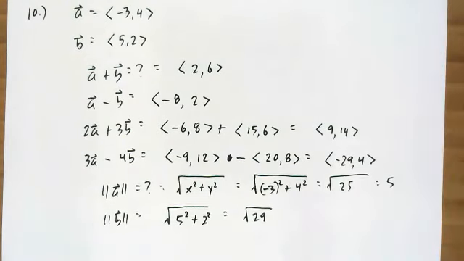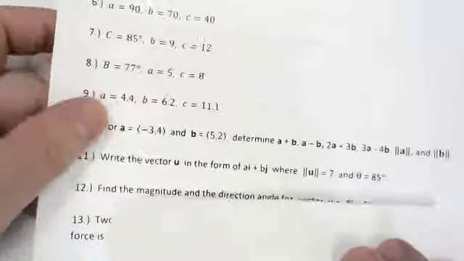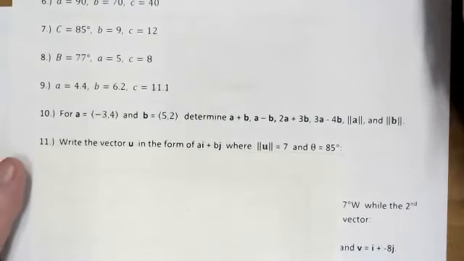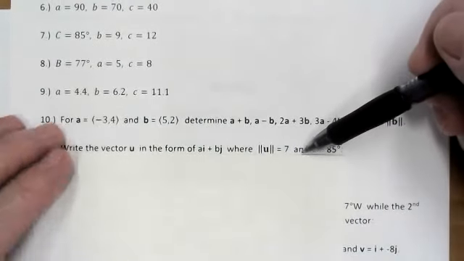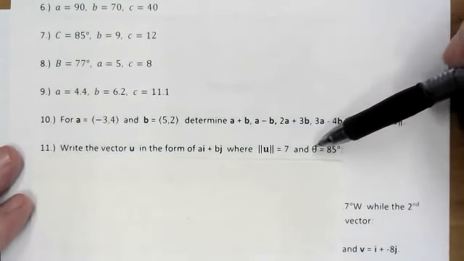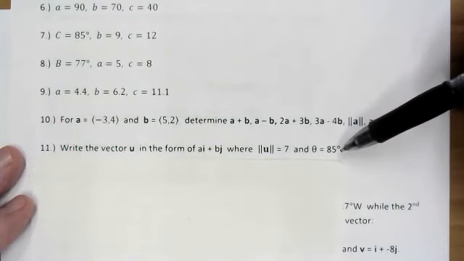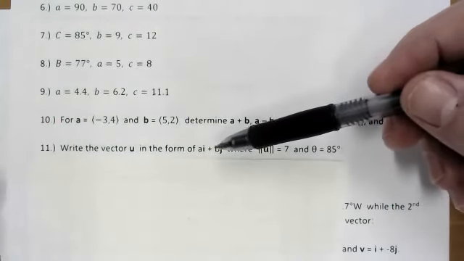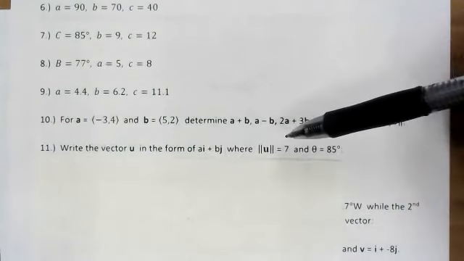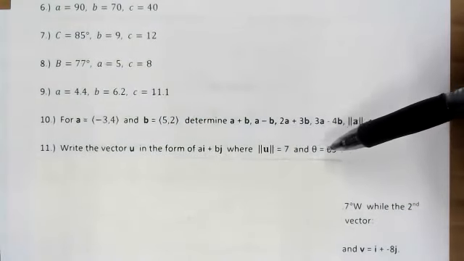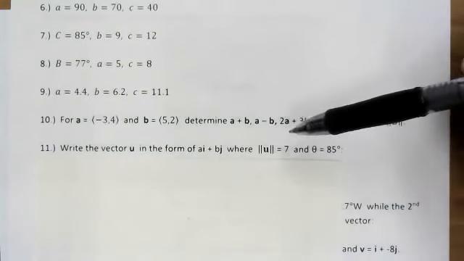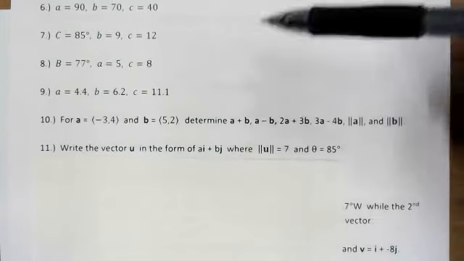Let's just look at number 11, and we can figure it out. Write the vector u in the form of ai plus bj, where the magnitude of u is 7 and the angle is 85. So with vectors, oftentimes, one of the ways you can write vectors is ai plus bj. Another way you can write vectors is magnitude and direction. You need to be able to switch back and forth. So here they give us magnitude and direction, and they want us to rewrite this vector in ij form.